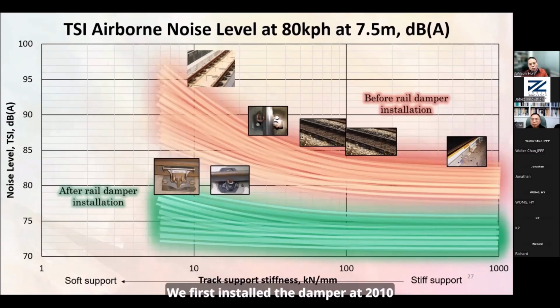We first installed the damper in 2010. Some of the dampers have been removed, and we checked the rubber properties. There has been no change in the rubber properties in 10 years. But we don't know how it would be beyond that.